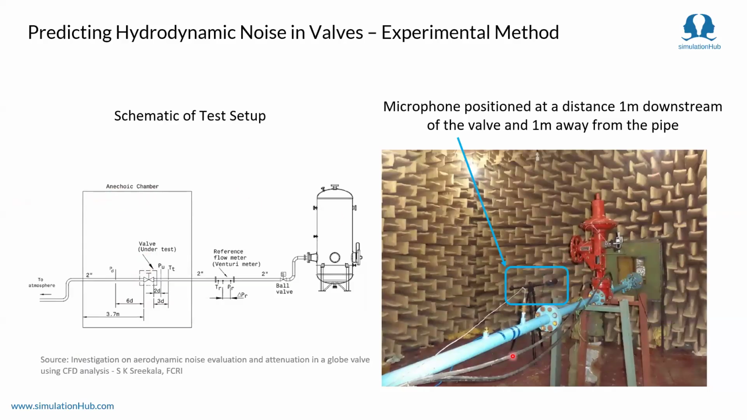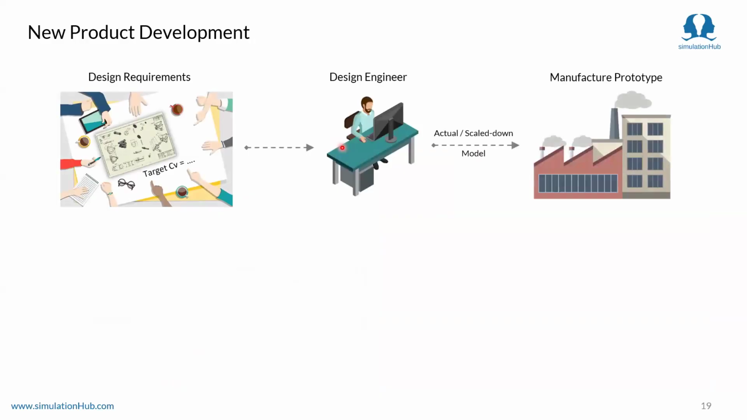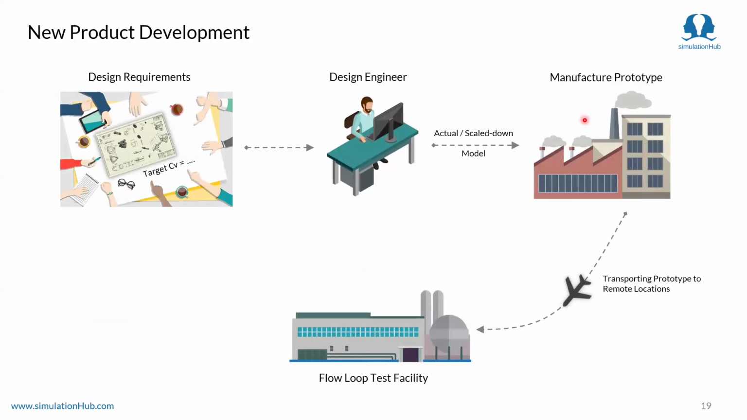This is a screenshot from the FCRI test lab, taken from this paper. What typically happens is, let's say there is a design requirement, and the design engineer designs the valve, and then a manufacturer manufactures the prototype, and then they send it to a flow loop test lab like FCRI or Utah Water Research Laboratory. They test the valve prototype, and then they get the flow performance report.